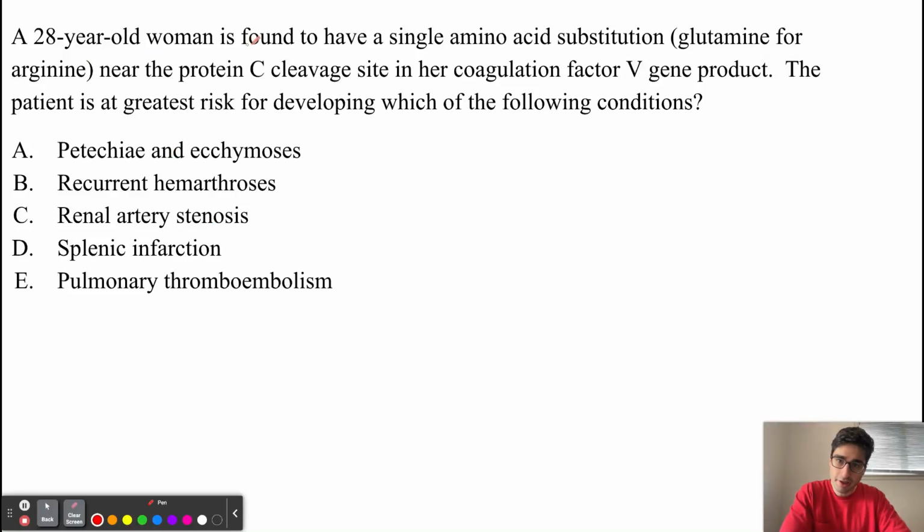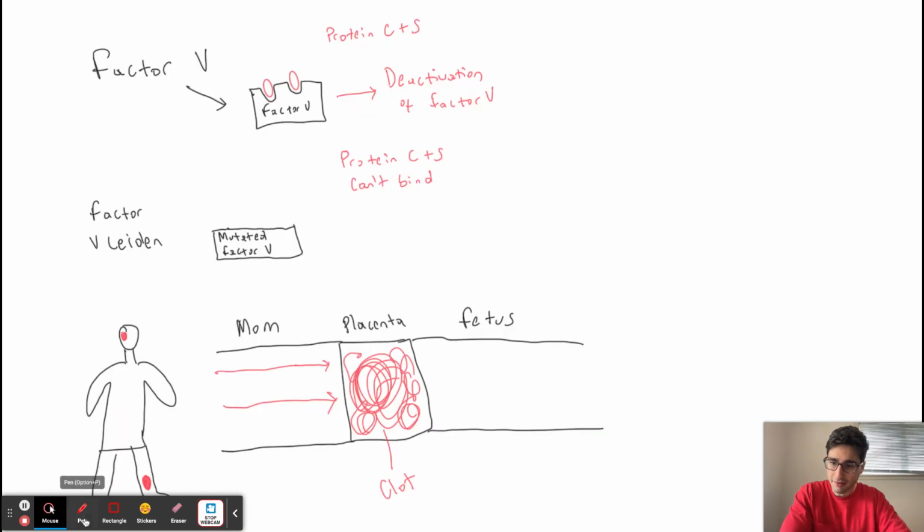A 28-year-old woman is found to have a single amino acid substitution, glutamine for arginine, near the protein C cleavage site in her coagulation factor 5 gene product. The patient is at greatest risk for developing which of the following conditions? Now, if we have a mutation in the cleavage site of factor 5, then that can result in a hypercoagulable state.